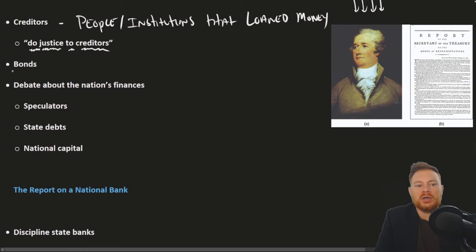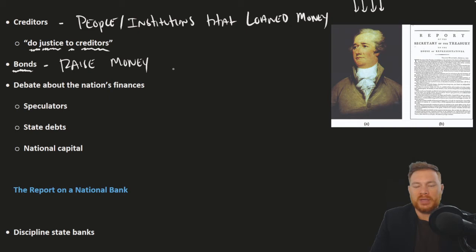He also allows for the U.S. government to sell bonds. This is a way to raise money. A bond is an interest accruing note. Essentially, you purchase bonds from the government. You give the government money. They give you a note. And they say within 5, 10, 20 years, they'll give you whatever you paid plus 5%, 10%, whatever it is.